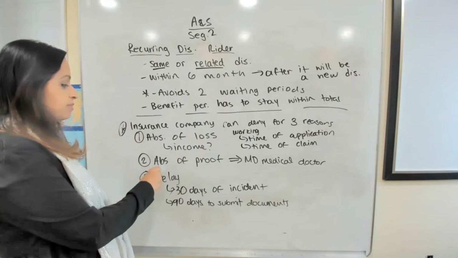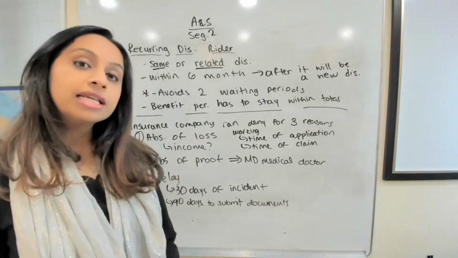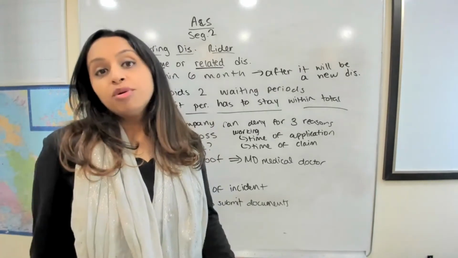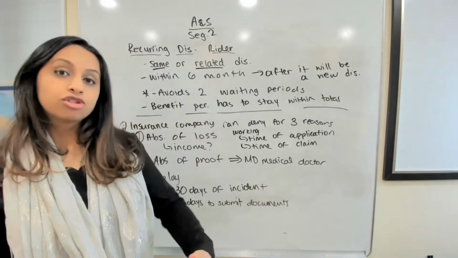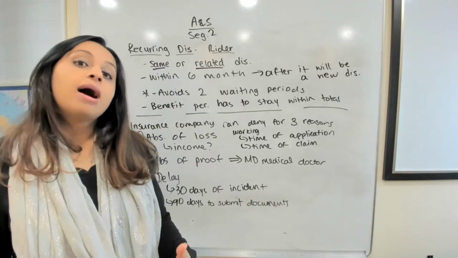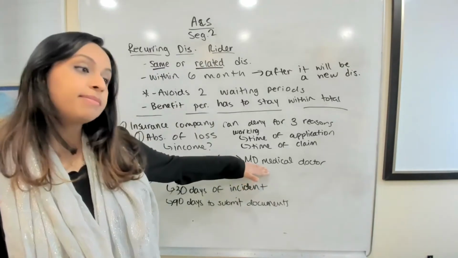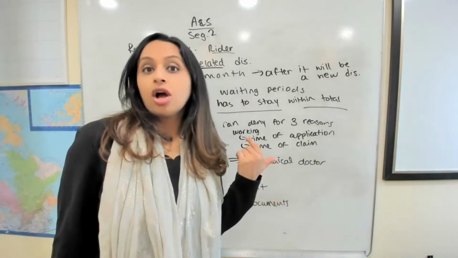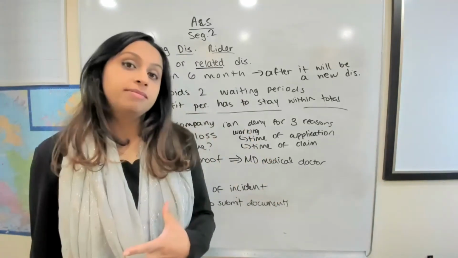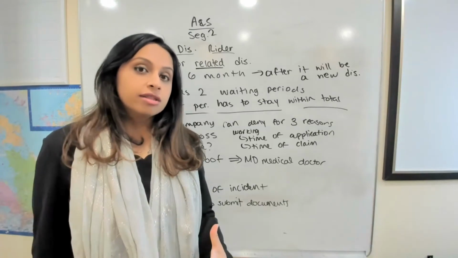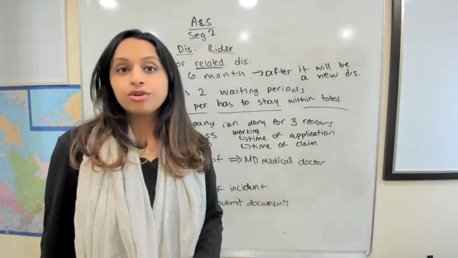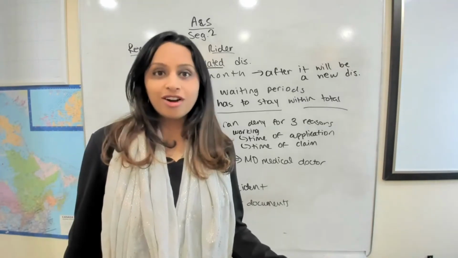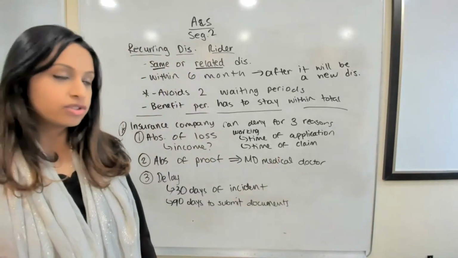The second reason is absence of proof. When you're filing a claim, it's not just your word that they will go by. You have to give proof that this is an actual disability that you're facing. And that proof has to come from an MD, a medical doctor. That's important: it cannot be a paramedic, it cannot be a nurse, it has to be an MD. So make sure the person who is writing that proof for you is certified, is competent, and knows what they're talking about, right? So it has to be an MD, a medical doctor.